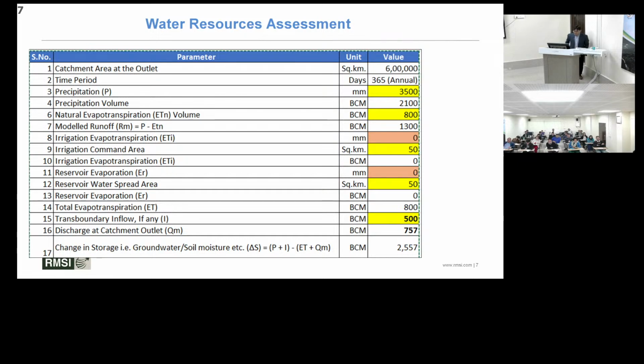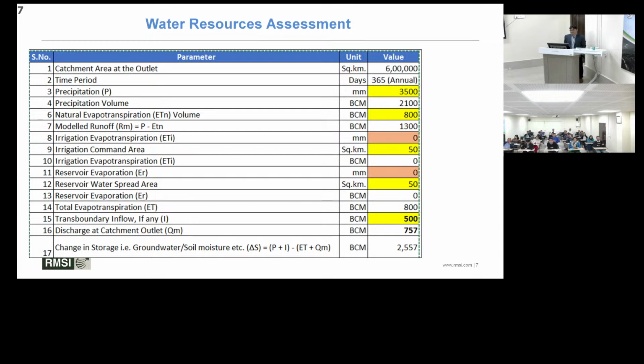So your model runoff is 1300. What is model? That you put natural evapotranspiration, precipitation minus natural evapotranspiration, your model runoff. Then there are two components. One is irrigation evapotranspiration, I mean irrigation losses. So it considered your field distribution, conveyance losses, everything they have considered. So this is in terms of total water availability.